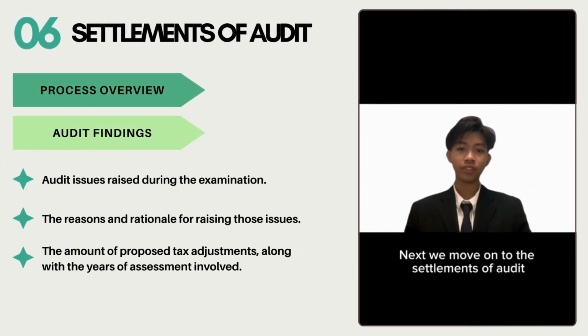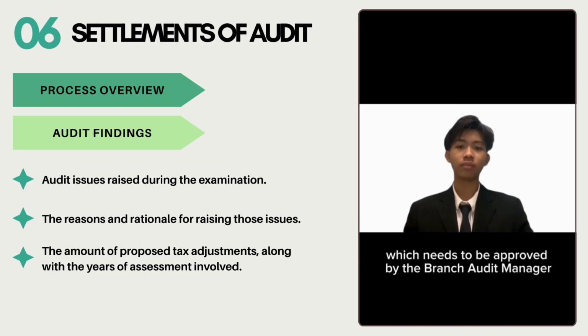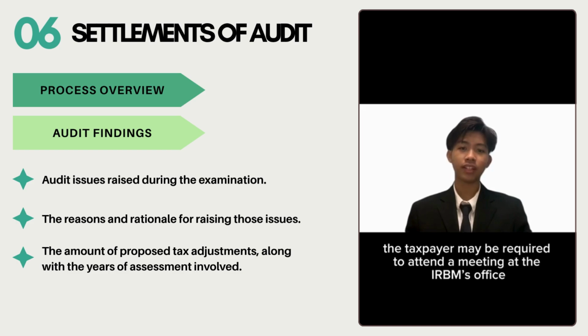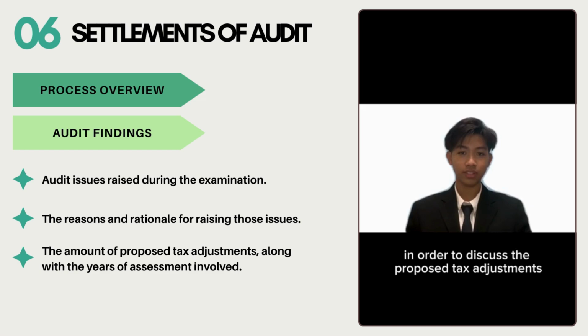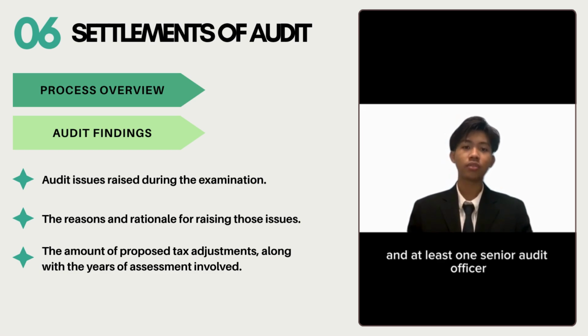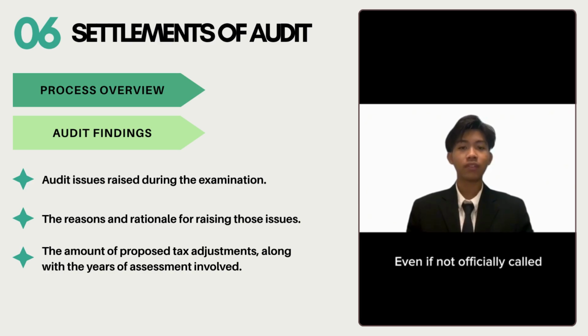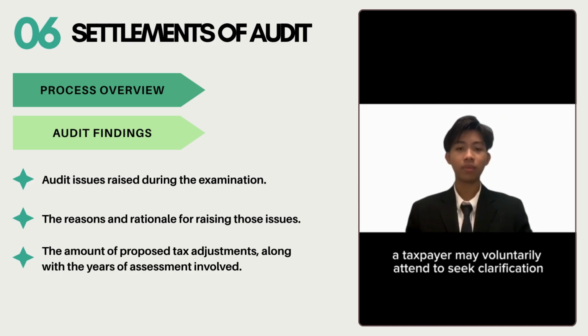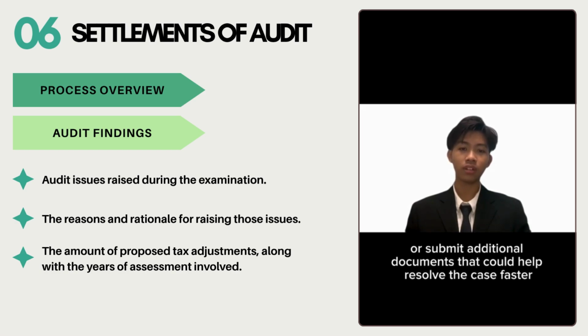Next, we move on to the settlements of audit. After completing the audit work, the audit officer will prepare an audit findings report, which needs to be approved by the branch audit manager. In some cases, the taxpayer may be required to attend a meeting at the IRBM's office in order to discuss proposed tax adjustments, which will involve the audit officer and at least one senior audit officer.